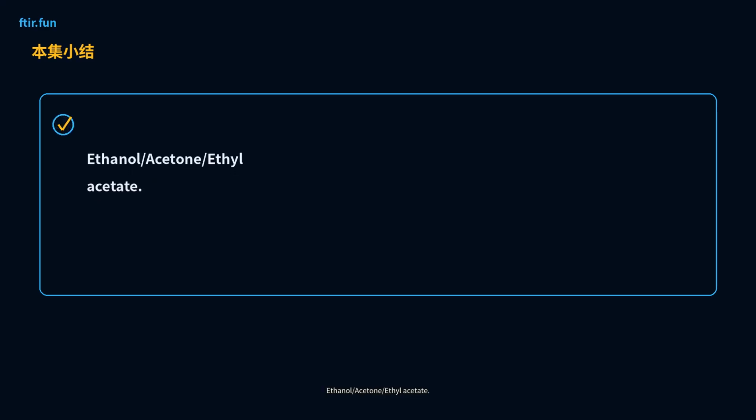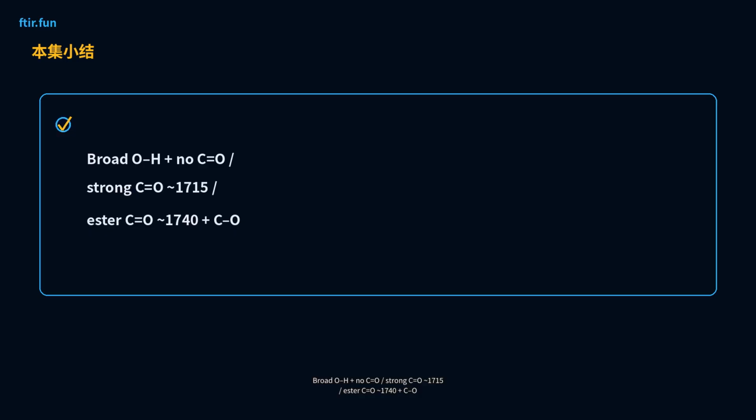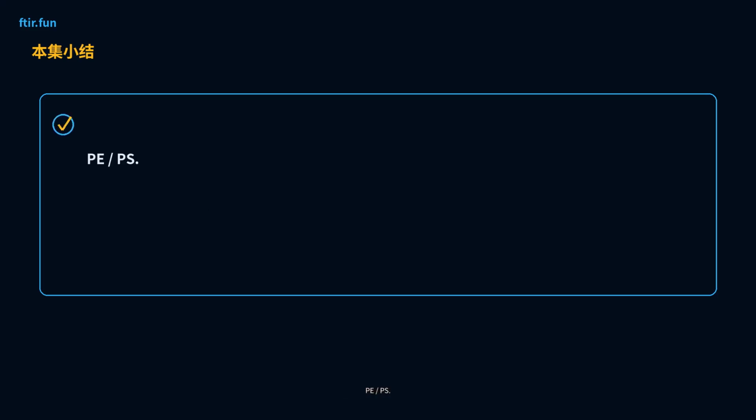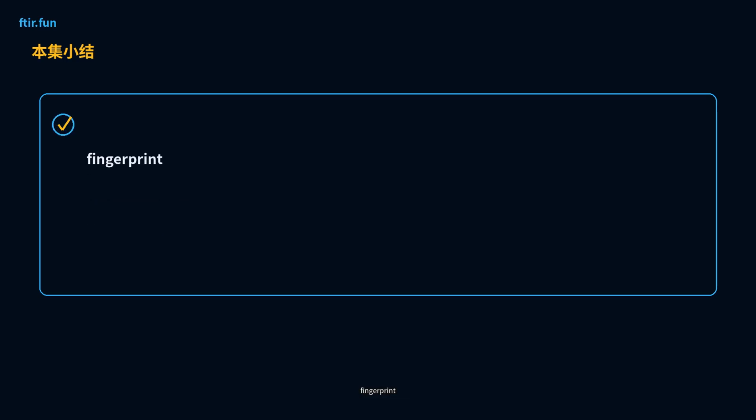Ethanol and acetone: broad OH plus no C=O versus strong C=O near 1,715. Ester C=O near 1,740 plus C-O. Toluene: almost only alkyl C-H, aromatic ring plus monosubstituted fingerprint. That covers the required checklist for this episode.